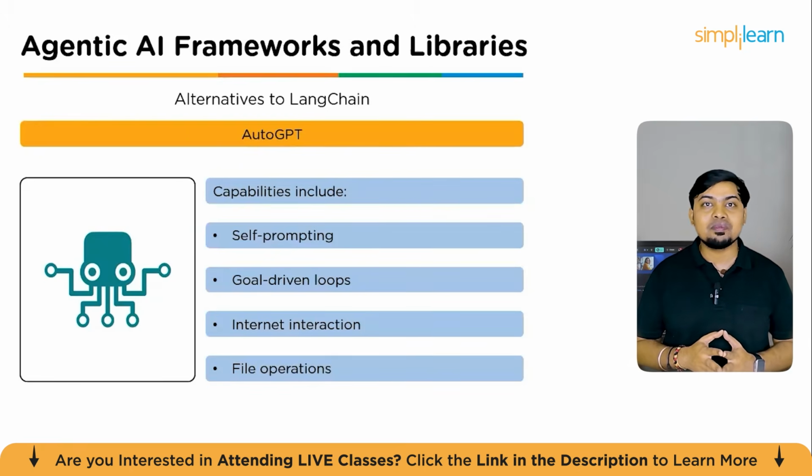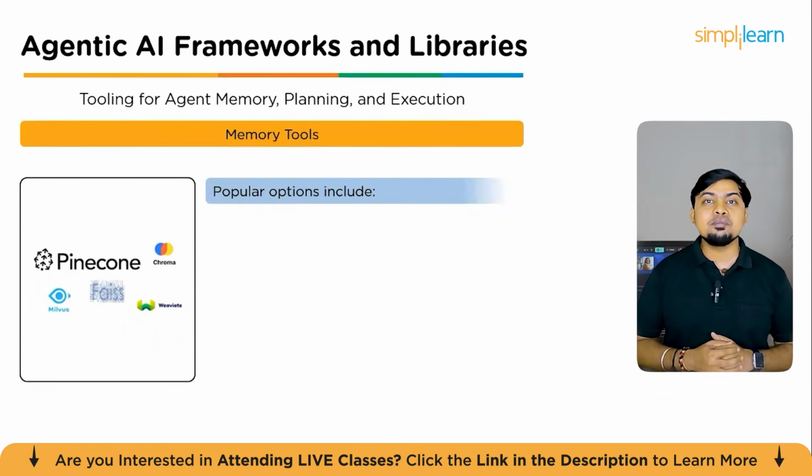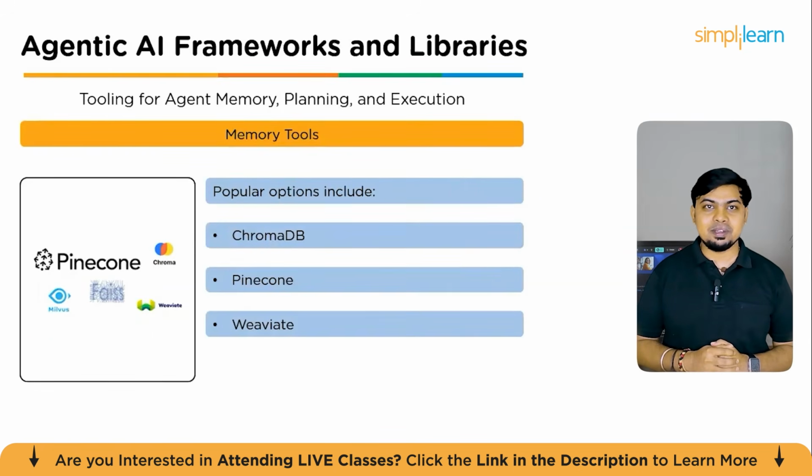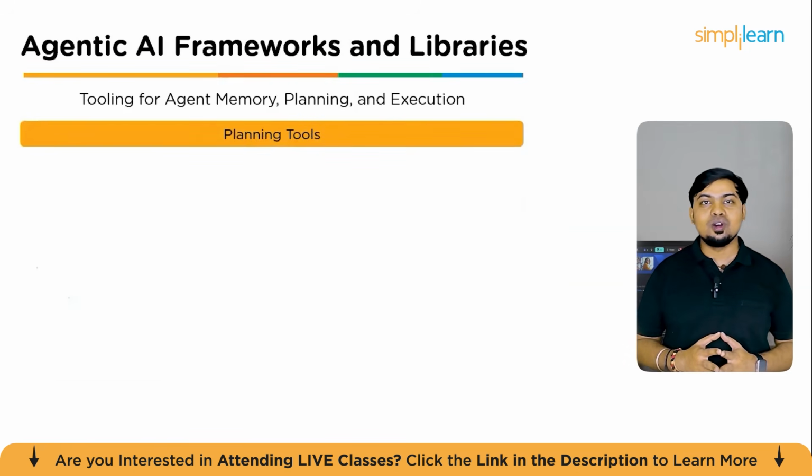Now, the third one, tooling for agent memory, planning, and execution. Building effective agents requires multiple supporting technologies beyond frameworks. Memory tools. Memory is often implemented using popular vector databases. Popular options include ChromaDB, Pinecone, Weaviate, FAISS, and these systems store embeddings and allow similarity-based retrieval. They enable agents to remember past interactions, retrieve relevant context, and maintain long-term knowledge.